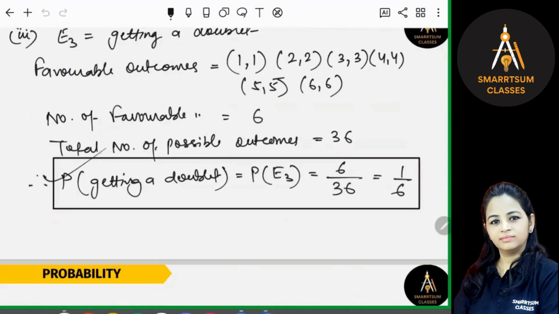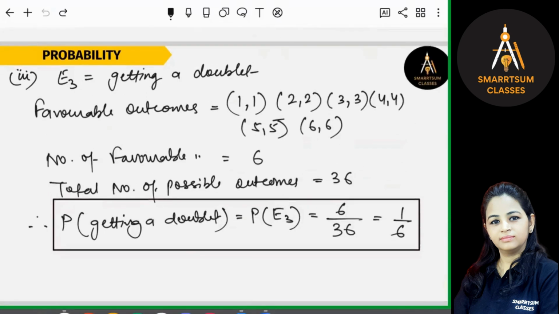And in the third part, the probability of getting a doublet is 1 by 6, which is our third part. Is that clear? So in this way, first identify what you have to find. What is the meaning? What is the language which is used here? Try to understand the meaning properly for the question given there, and then go step by step.